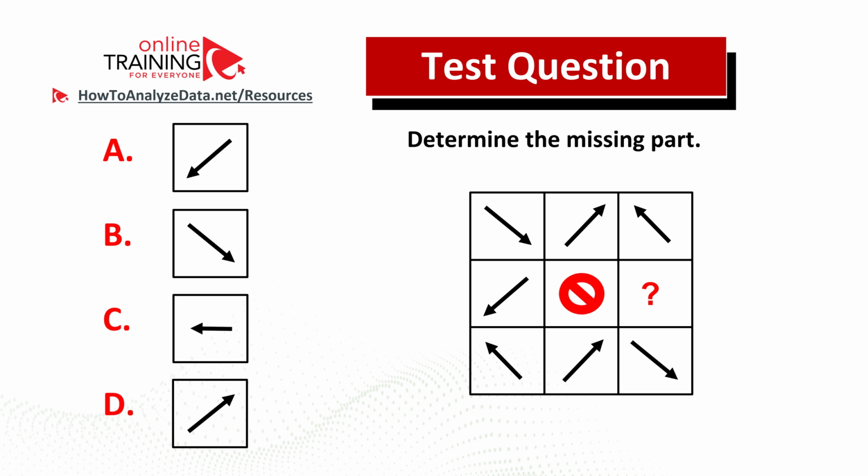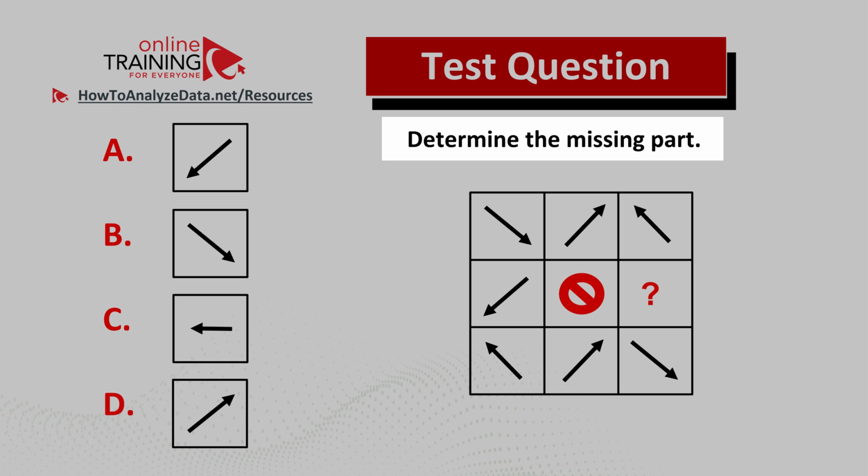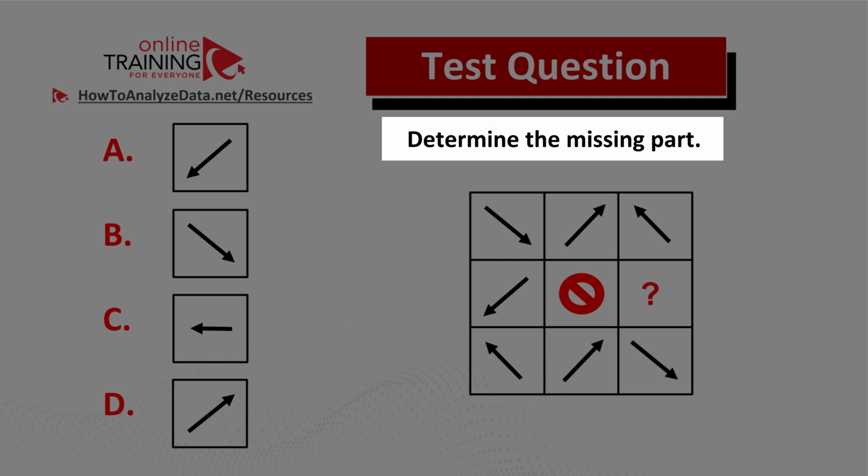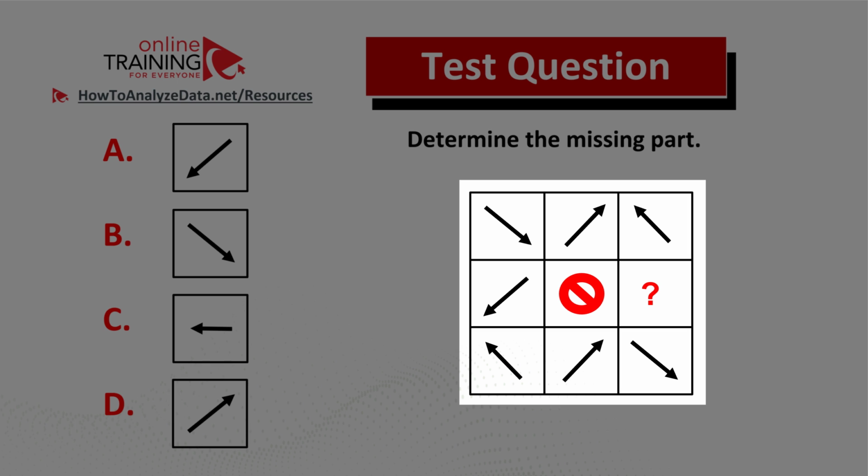Some of you might find this question tricky, but regardless of whether you can solve it or not on your own, you will be excited to learn the solution to this real-life assessment test question. Here's the question. Determine the missing part. You're presented with the 3 by 3 square, which has arrows pointing in different directions. In the middle of the square, you have the X sign, and one of the squares is missing the arrow.